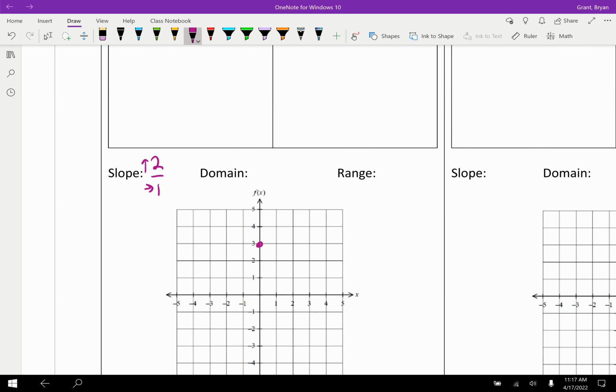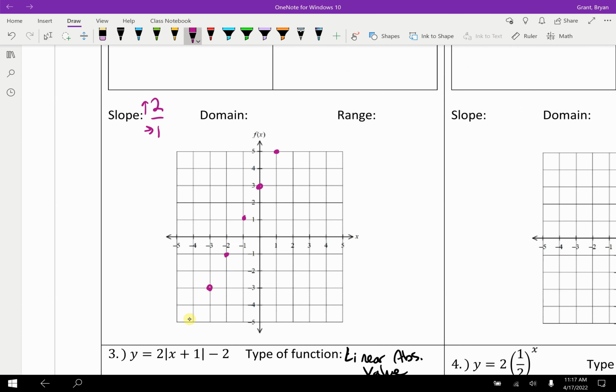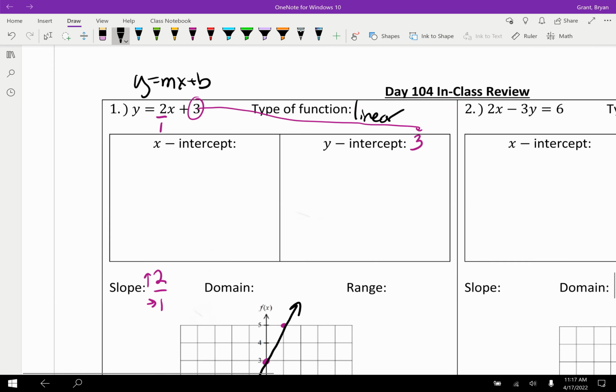We start at 3, though, and we go up 2 to the right 1, or down 2 to the left 1. And we end up with something like this. Here is my nice linear function. Right? That's probably about as efficient as you can go, but it is also probably one of the poorest lines I've drawn in a while. There we go.